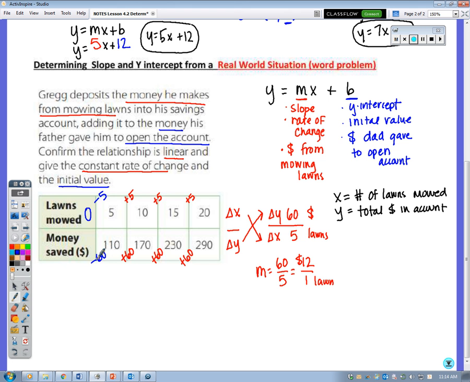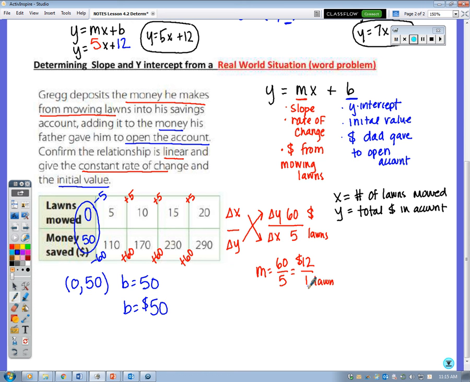So 110 minus 60 is 50. So when my x value is 0, my y value is 50, which means b equals 50. And remember that b represents our initial value, what his bank account started with, which is the amount of money that he started with from his dad. We should also make sure we're using our units here. So b equals $50. So he started with $50 from his dad. He makes $12 per lawn.